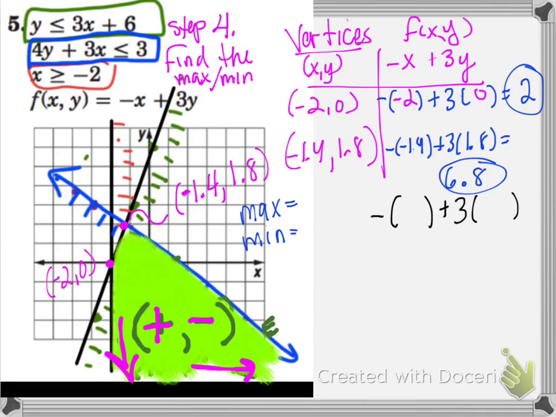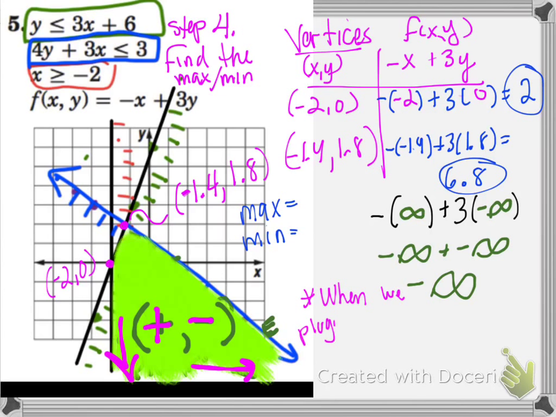So what happens when we plug those into our optimization function? Why don't we just call it positive infinity for x and negative infinity for y? Those are the biggest numbers I can think of. So I plug in positive infinity and negative infinity and just calculate out the algebra. Negative times anything is a negative, so that's negative infinity. And then we're going to have 3 times negative infinity, which is another negative infinity. Add those together, we get negative infinity. So we plug in the extreme values, and we get negative infinity.